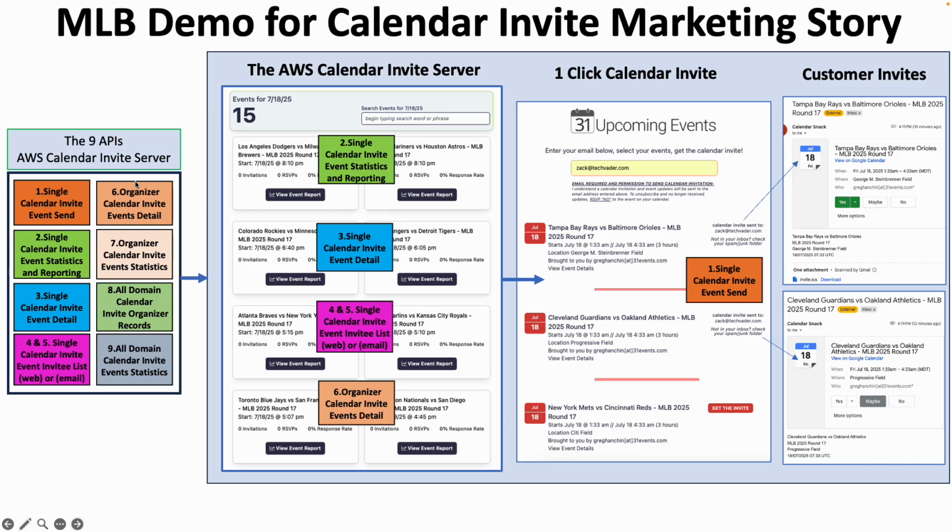So here in the next slide, you'll see our APIs talking to our apps. Essentially, there are 9 APIs that talk to the AWS Calendar Invite server. This is one of the interfaces for an app we built called Calendar Snack. This app here is running API 2, 3, 4, 5, and 6 here visually.